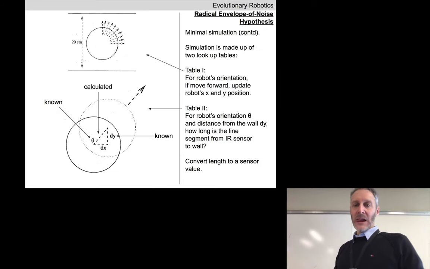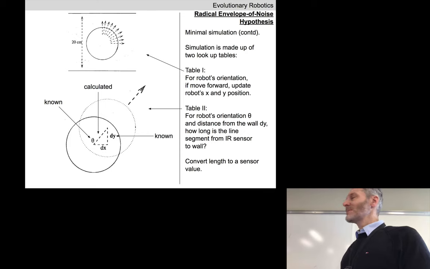Okay, so I mentioned this is a minimal simulation. We saw one simplification, which is no T-maze, but just two junctions. It's so simple that there is no physics engine, no virtual environment, no virtual model. There are just lookup tables.